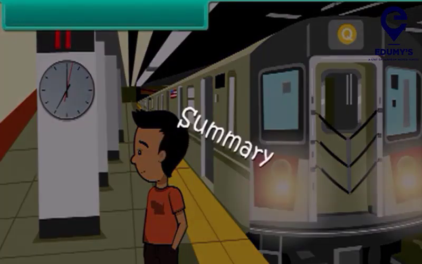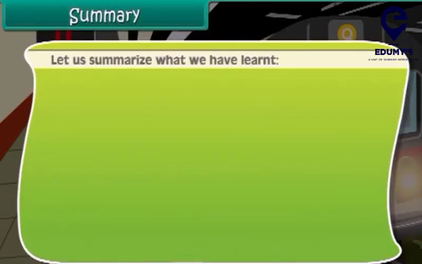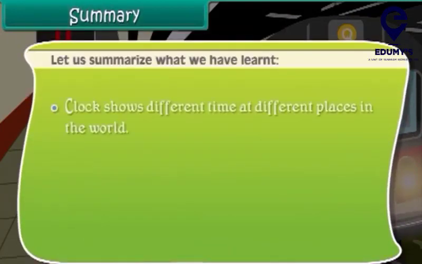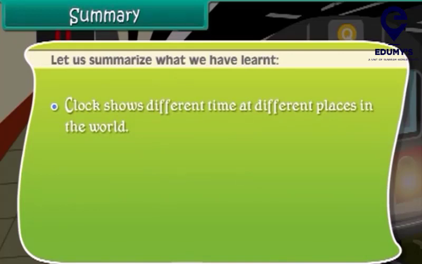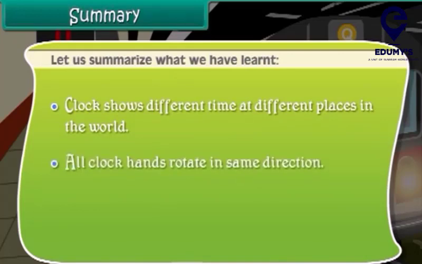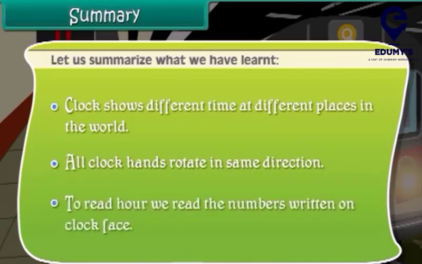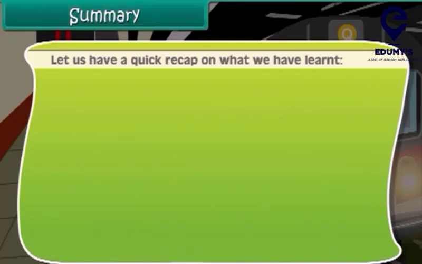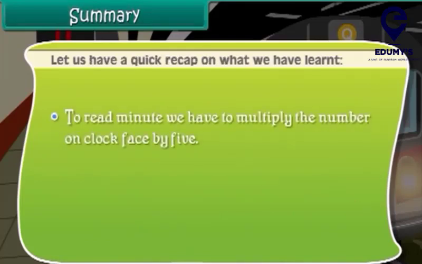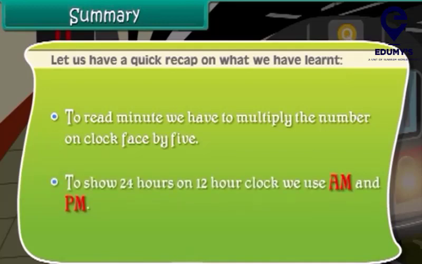Summary. Let us summarize what we have learned. A clock shows different times at different places in the world. All clock hands rotate in the same direction. To read the hour, we read the numbers written on the clock face. To read the minutes, we have to multiply the number on the clock face by 5. To show 24 hours on a 12-hour clock, we use AM and PM.